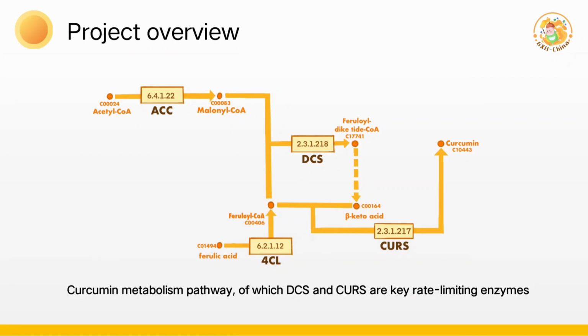As shown in the slide, the synthesis of curcumin includes 4 essential enzymes: 4CL, ACC, DCS, and CURS. So our strategy is to generate engineering E. coli expressing these enzymes to make curcumin production. By taking advantage of the endogenous acetyl coenzyme A in E. coli, we can realize the synthesis of curcumin in the engineering E. coli by supplying ferulic acid as the initial substrate.